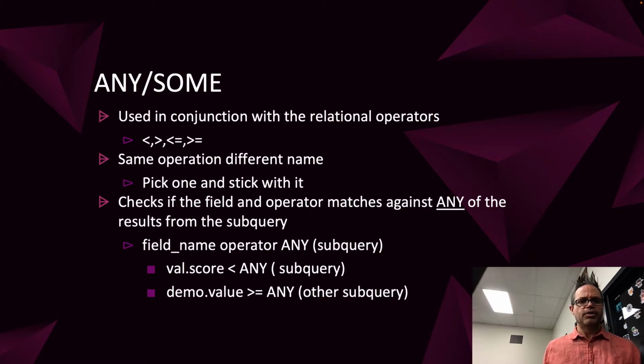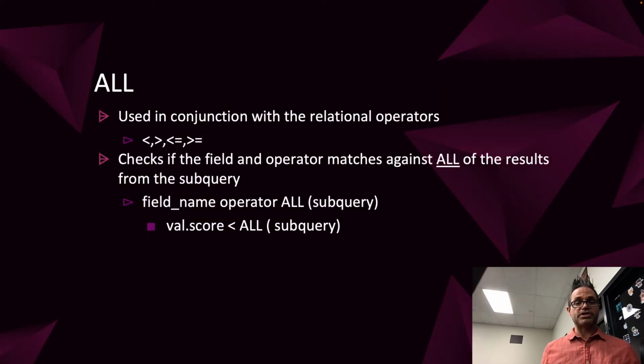That's bad. You want to check to see in this case if the field and the operator matches against any of the values from that subquery. So field name, operator, ANY subquery. Val.score is less than ANY subquery results. Demo.value is greater or equal to ANY other subquery results. And so this would be worked with, say, for example, in your WHERE clause where you're limiting the results on that.